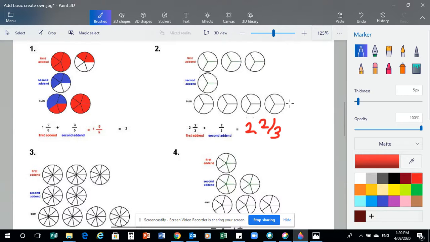So today we are learning to add basic fractions by A, creating number sentences, and B, shading our own and giving our answers. So hopefully we show some good learning today.